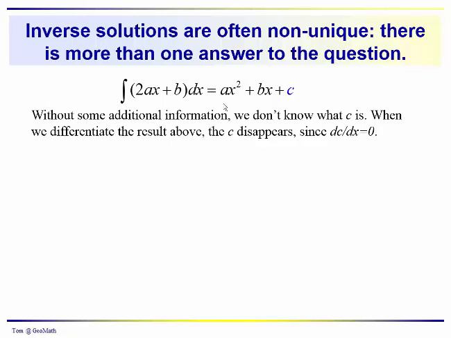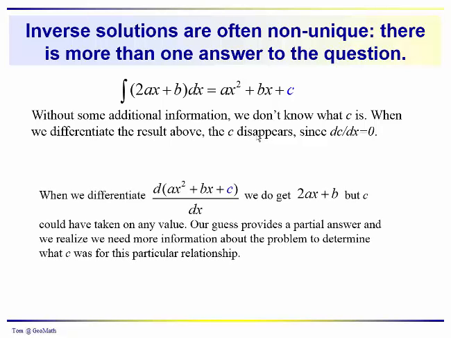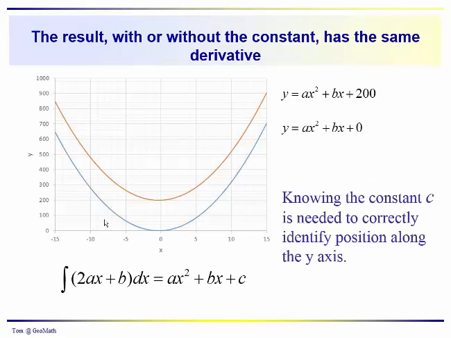So they're non-unique. The c disappears when we differentiate. Just to make the point, when we differentiate this, we get what we'll start calling the integrand, but c could take on any value, just to emphasize the point. So our guess provides a partial answer. More information is needed. We don't know what c is.